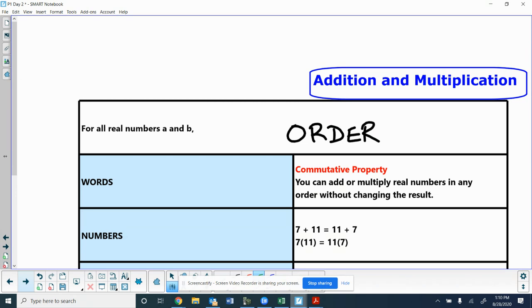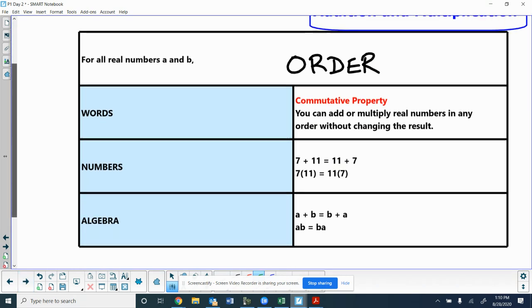All right, the commutative property says we can add or multiply real numbers in any order without changing the result. So if you look at a problem, the left side of it equals the right side of it, and you see that the order has been changed, you have been using the commutative property. It works for addition and multiplication, not subtraction or division.